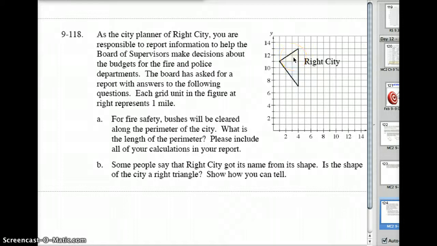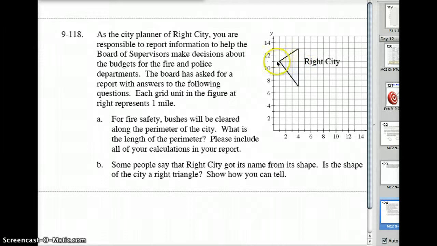The question is, I'm not so sure it's a right triangle. Maybe it is. Kind of looks like it is. But I don't know what that distance is right here, and I don't know what this distance is. I do know what this distance is. I can figure that one out. That's a 1, 2, 3, 4, 5, 6. But if I only know one side, I cannot figure out the other two sides.